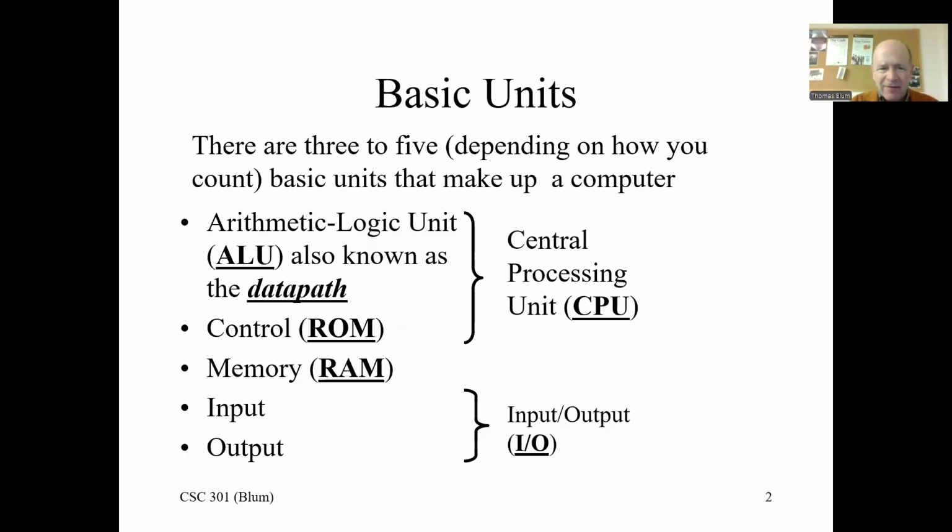If we're going with 5, it's the arithmetic logic unit, or ALU, sometimes called the data path. Control, which is the ROM, the read-only memory. The memory, which is random access memory, RAM, and input and output. So ALU, control, memory, input, output, that's 5. Some people will combine the ALU and control to make the CPU, the central processing unit, and some people will combine input and output and refer to it as IO.